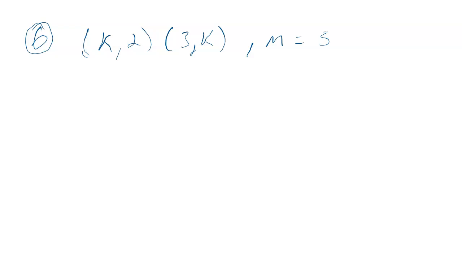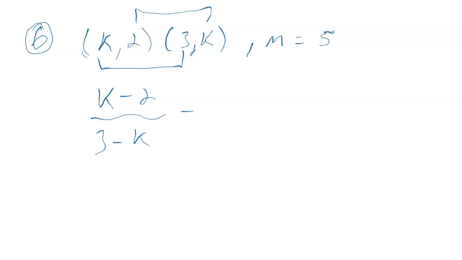Okay, perfect. Here's 6. It says a line passes through the point (k, 2) and (3, k) and has a slope of 5. Alright, so then I get k minus 2 if I do the change in y over the change in x, 3 minus k, and this is equal to 5.